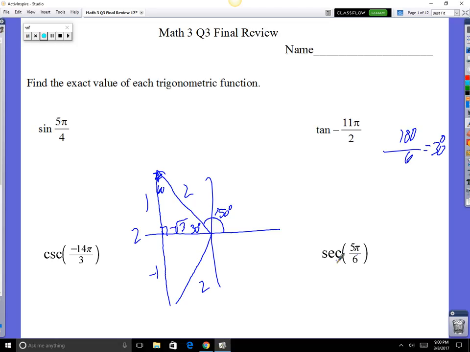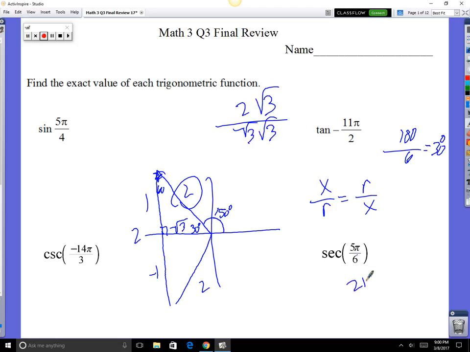Secant is married to cosine. Cosine is x over r, so we're going to reciprocal it. We want r over x. So I want the radius 2 over, this is the one we just barely did. X is a negative square root 3. Times the bottom by square root 3 and the top by square root 3. 2 square root of 3 over a negative 3.